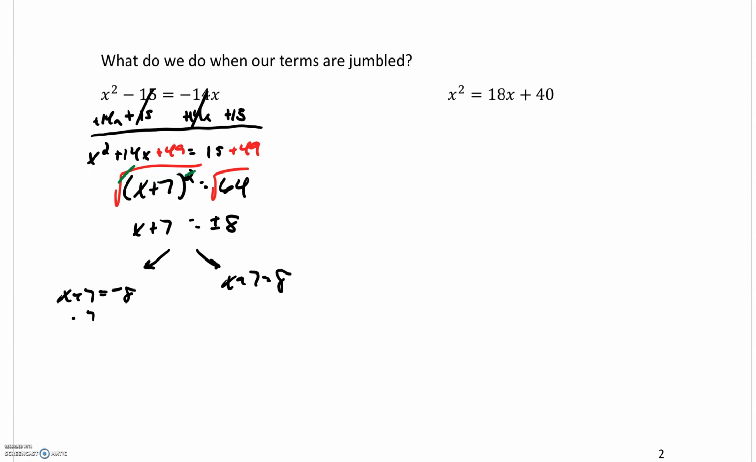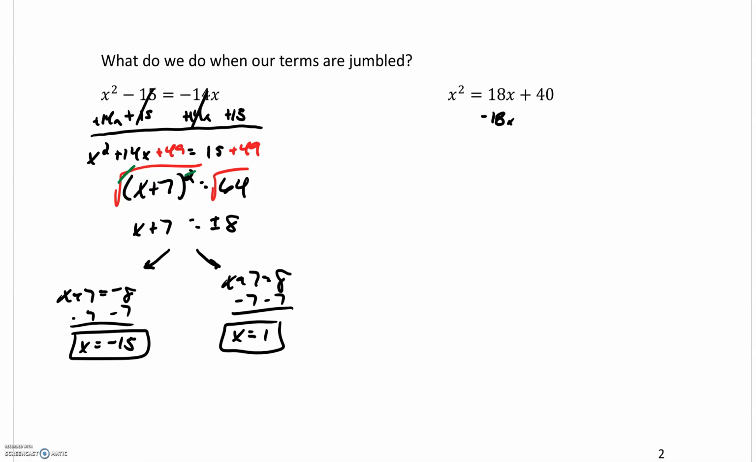Solve each of these by subtracting 7 from both sides. x is equal to negative 15. There's one solution. Subtract 7 from both sides. x is equal to 1. There's my other solution. So you see, completing the square is really just the same thing over and over and over again. We're going to rewrite this one.